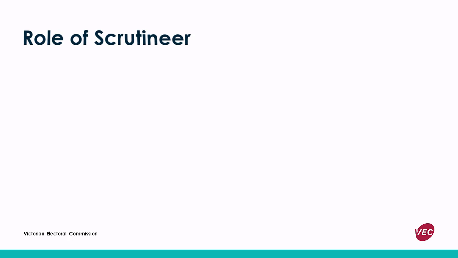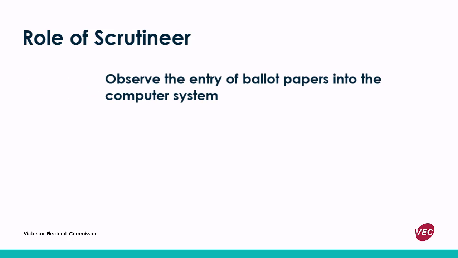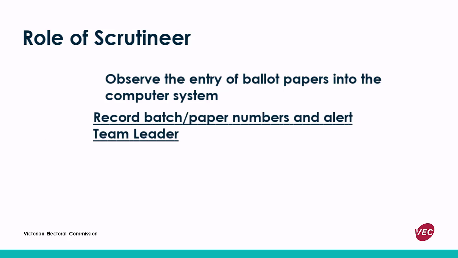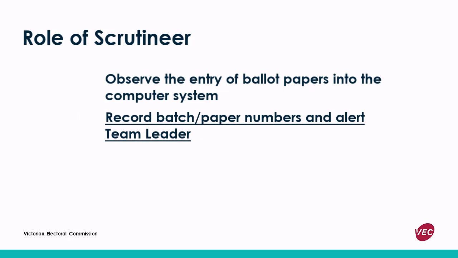Whilst the number of scrutineers allowed at the count is the same as for a manual count, some differences occur. Scrutineers may observe the entry of ballot papers into the computer system. Where wanting to query a particular ballot paper or batch, scrutineers may record the batch number and, if possible, the paper number of the appropriate batch and advise the computer count team leader who will take the necessary action.